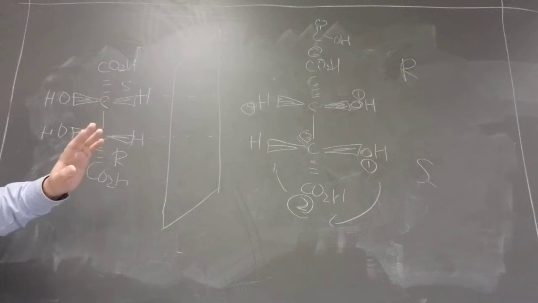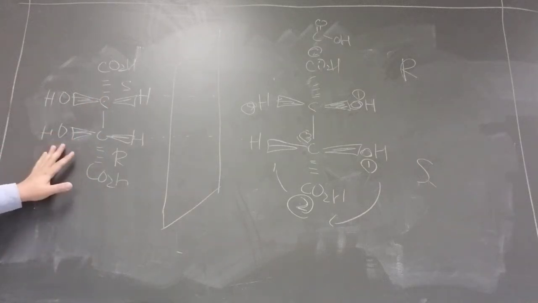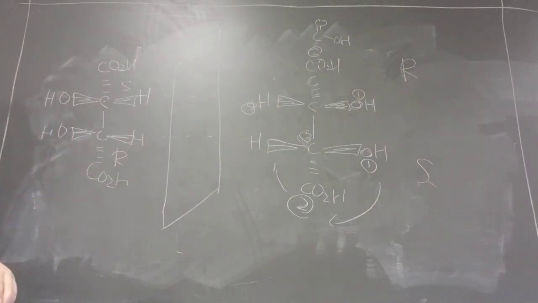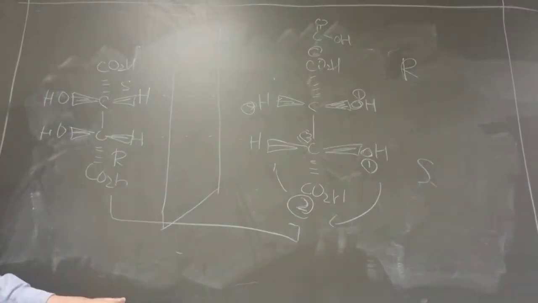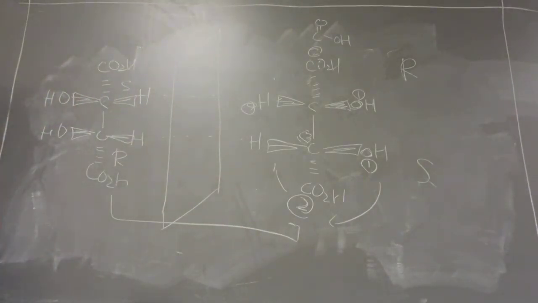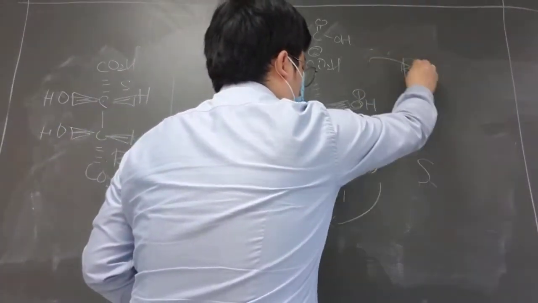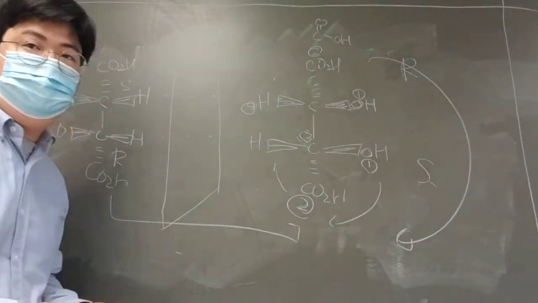Makes sense, right? So in this case, the funny thing is, these two cannot be enantiomers, even though it's a mirror image. Because if you flip this one 180 degrees, they're the same.